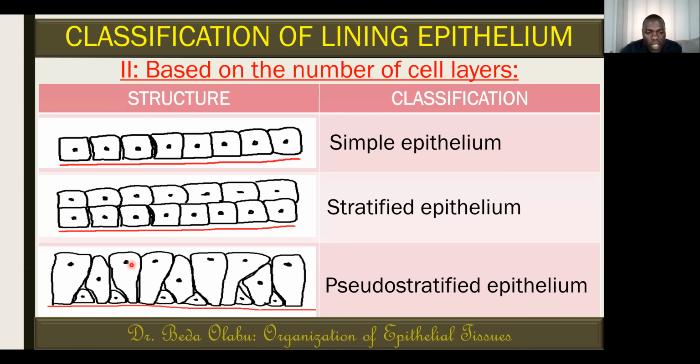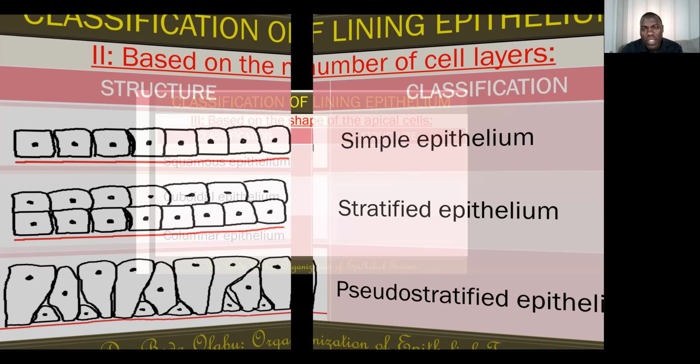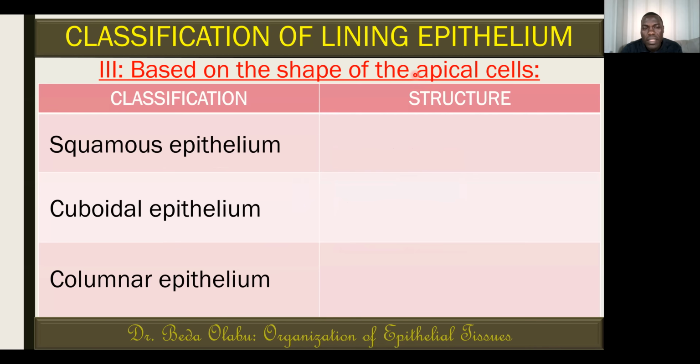In pseudostratified epithelium, you have a mixture of short and tall cells. And for that reason, their nuclear levels are different. So when you look at it under light microscopy, it will give you the impression that it is stratified, but it is not stratified. And that is why we call it pseudostratified epithelium. So based on the number of layers of cells, we have these three possibilities. Based on the shape of the apical cells, we have these three possibilities, as I've told you.